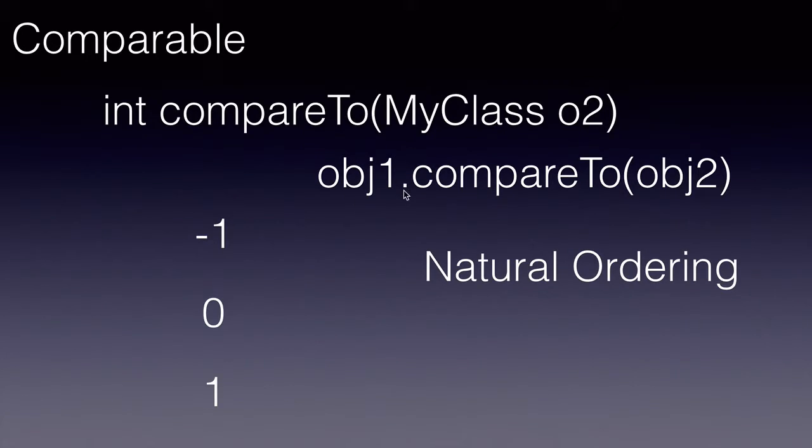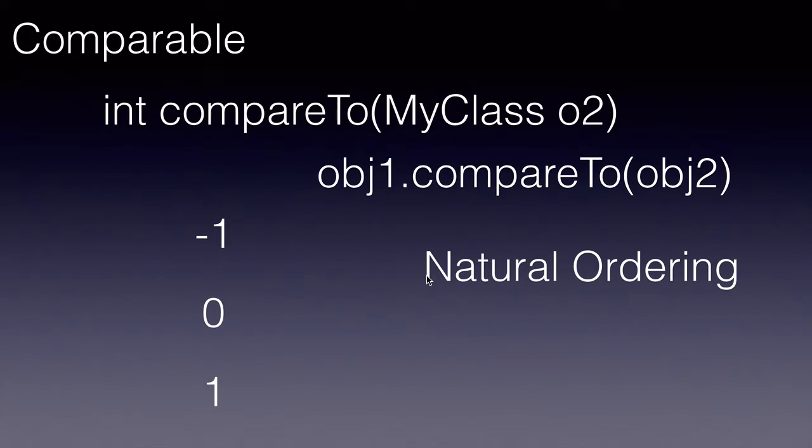For example, here when we call object1.compareTo(object2), and when we implement the compareTo method, this method should return -1 if object1 is less than object2, 0 if object1 is equal to object2, 1 if object1 is greater than object2.